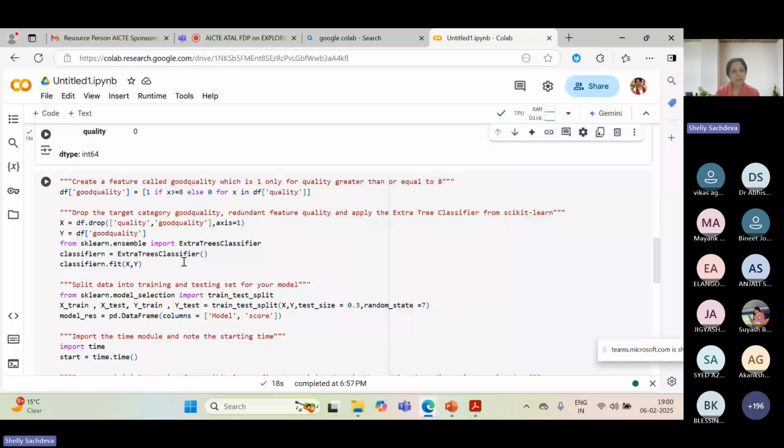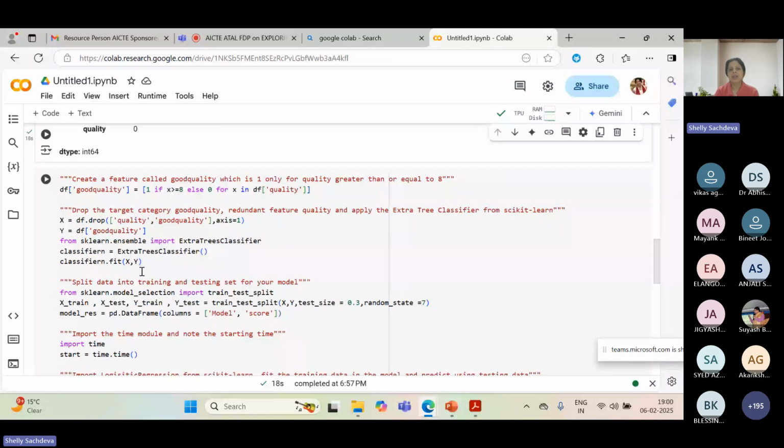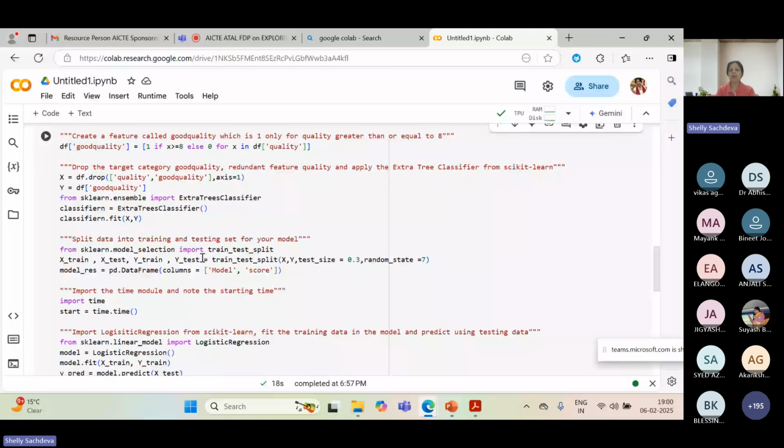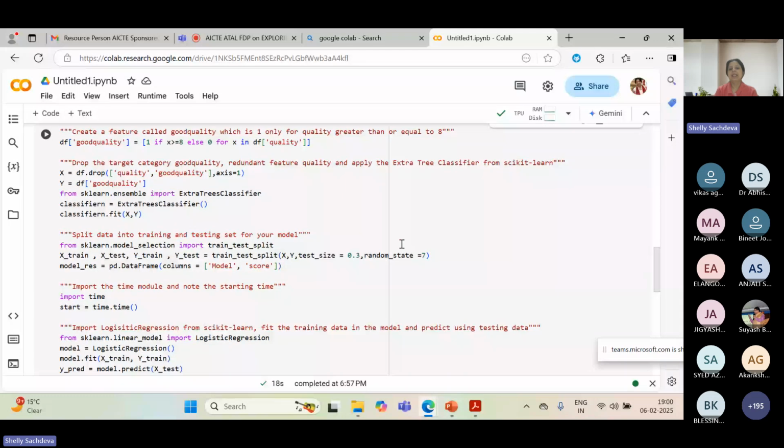Now we'll further split the data into training and testing sets. After applying the extra trees classifier from scikit-learn, we'll divide it into training and testing sets. We considered a test size of 0.3 and a random state equal to 7. So x_train, x_test, y_train, y_test is equal to train_test_split, and we split it like this, and model_r is equal to pd.DataFrame with columns equal to model and underscore.